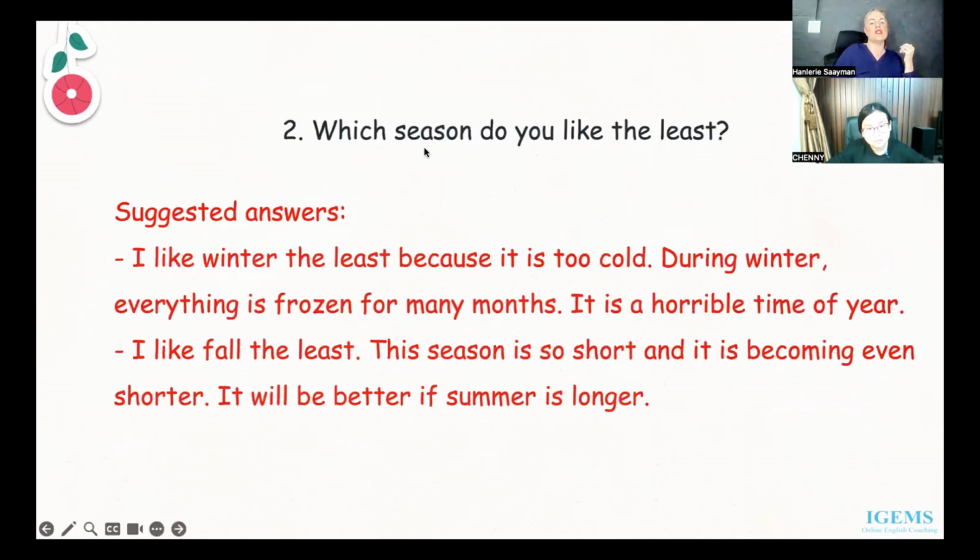Okay, and then which season do you like the least? Can you read for us the answer there? Yes, I like winter the least because it is too cold. During winter, everything is frozen for many months. It is a horrible time of year. I like fall the least. This season is too short, and it is becoming even shorter. It will be better if summer is longer. Guys, so this person doesn't live obviously in Vietnam.